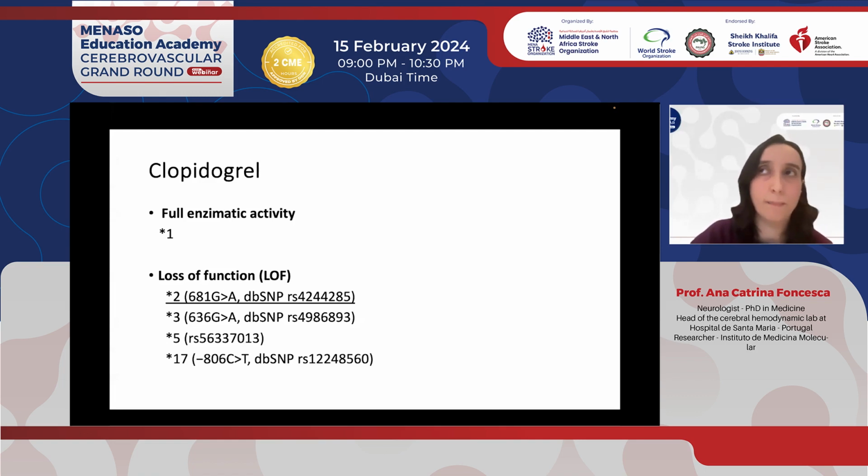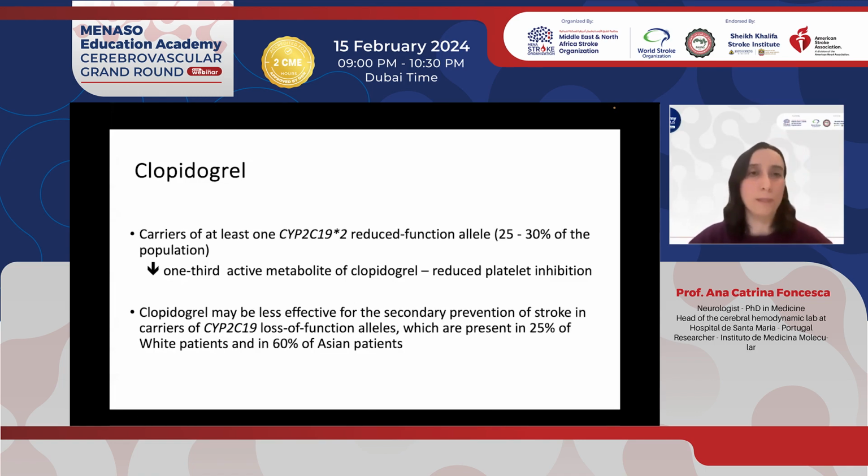And therefore, the platelet aggregation function will be differently affected. We know currently now that carriers of at least one CYP2C19 reduced function allele, which happens in about 25 or 30% of the population, will have less than 1/3 of the active metabolite of clopidogrel. So they'll have reduced platelet inhibition. And there's therefore the idea that clopidogrel may be less effective for secondary prevention of stroke in carriers of this loss of function allele, which are present in about 25% of white patients and in 60% of Asian patients.